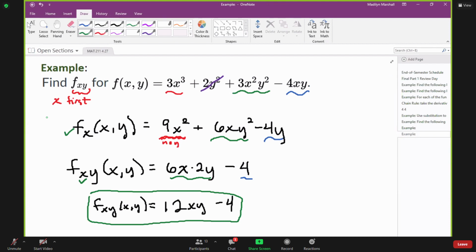Any questions or concerns about that second order partial derivative? So this is the kind of thing, these will come up, well, most of this will also come up on your take-home test, but be super careful to pay attention to what variables we are doing the derivative with respect to and the order that they're in.